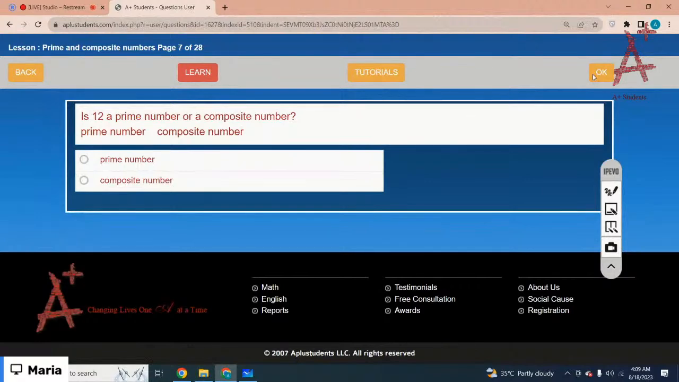Is 12 a prime number or a composite number? Which is the correct option? 12 is the composite number, right? 2 times 6 is 12. So yes, very good. 12 is the composite number.